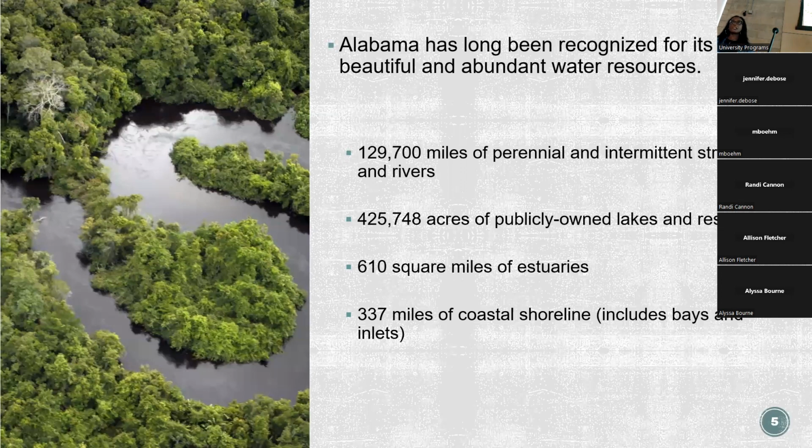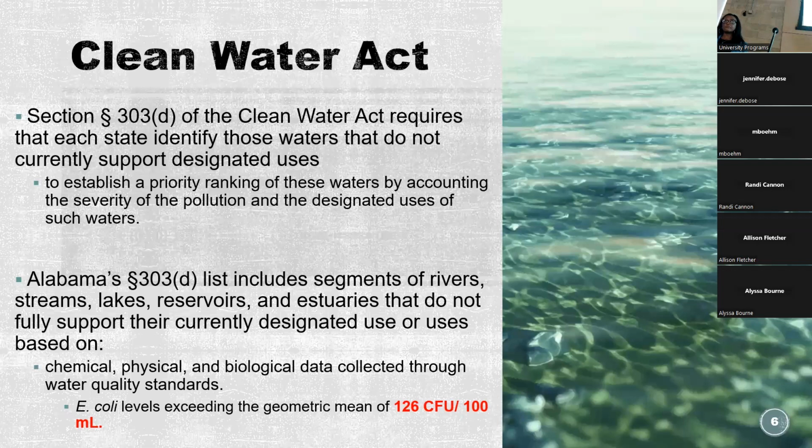And so Alabama has long been recognized for its beautiful and abundant water resources. There are over 129,000 miles of perennial and intermittent streams and rivers, 425,000 plus acres of publicly owned lakes and reservoirs, 610 square miles of estuaries, and 337 miles of coastal shorelines, which includes bays and inlets.